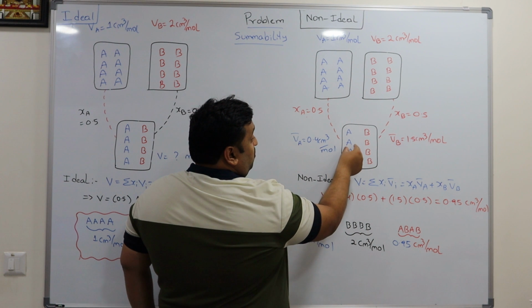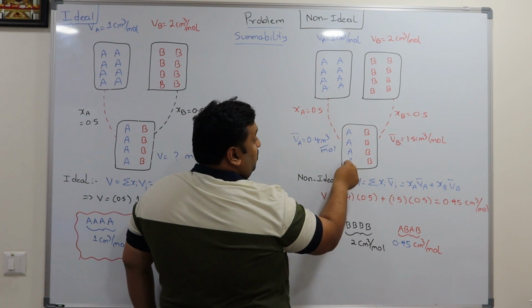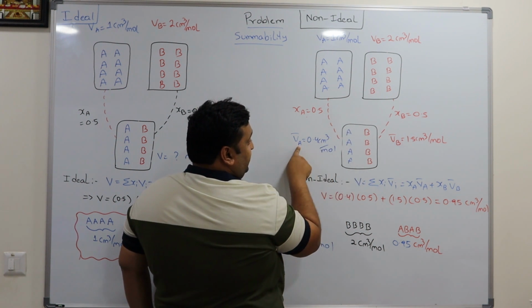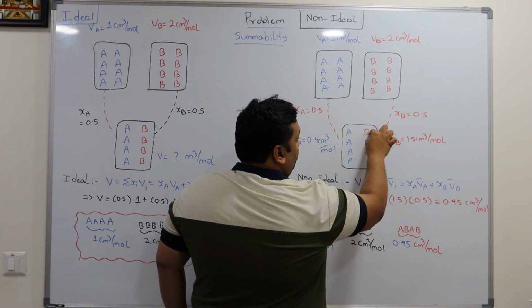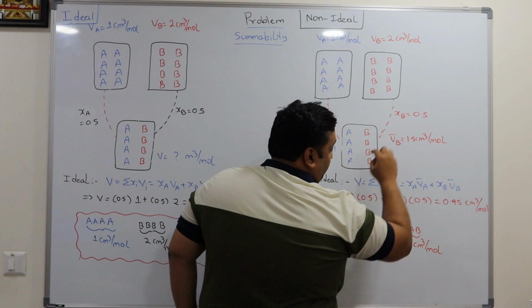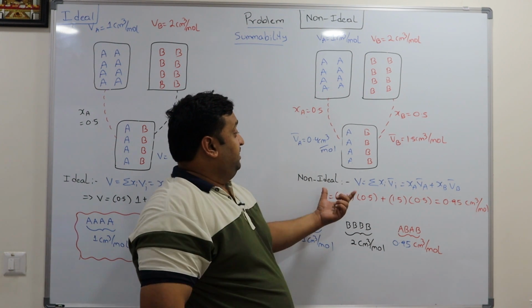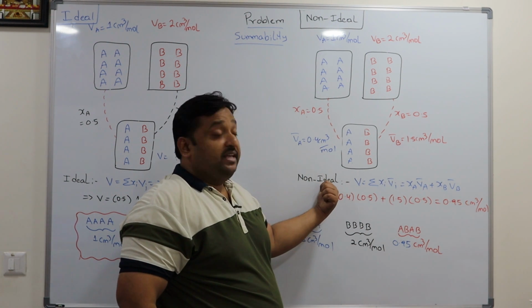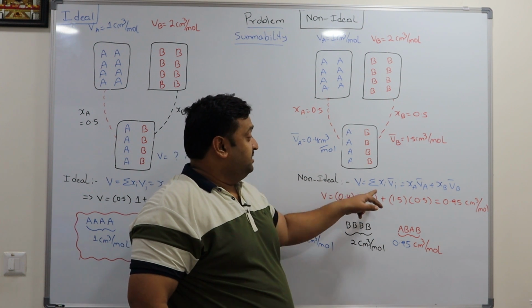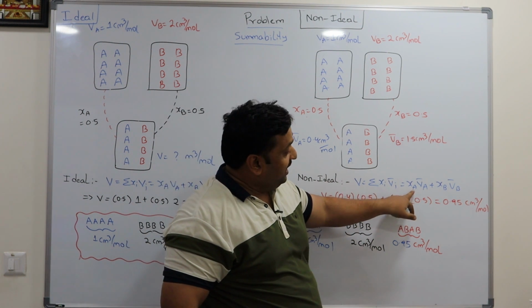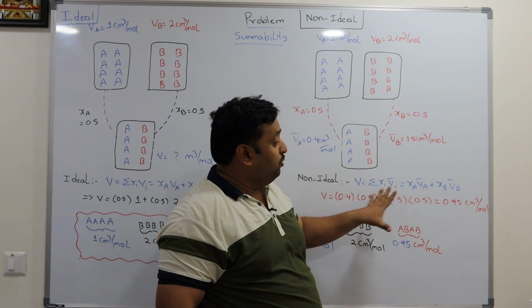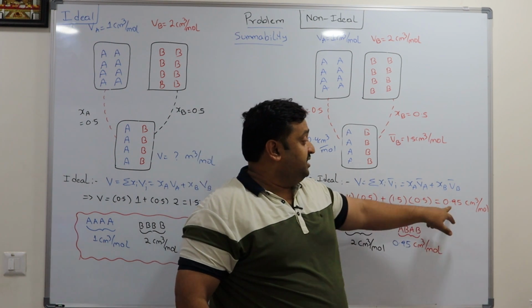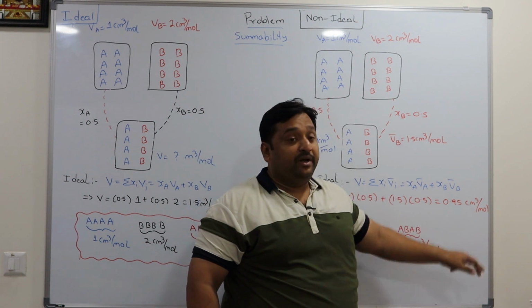So now what is the partial molar volume of A? For example, 0.4 centimeter cube per mole. The partial molar volume of B is 1.5 centimeter cube per mole. Then you can apply the non-ideal case. Sigma Xi V bar i is nothing but XA V bar A plus XB V bar B. If I put the numbers, then the resultant volume is 0.95 centimeter cube per mole.